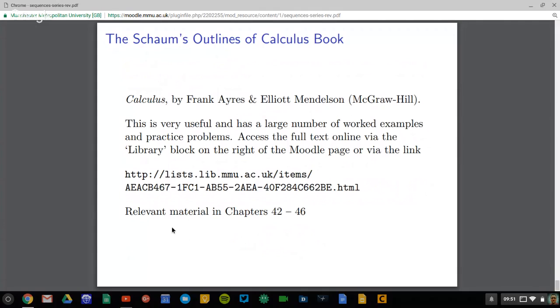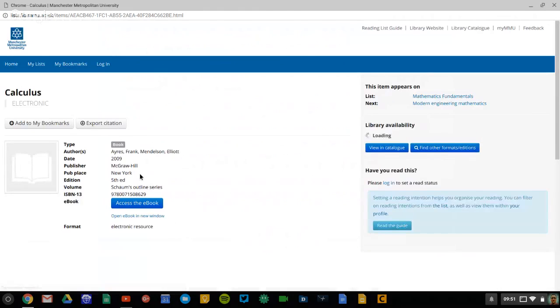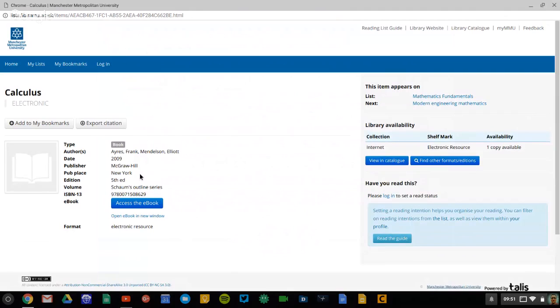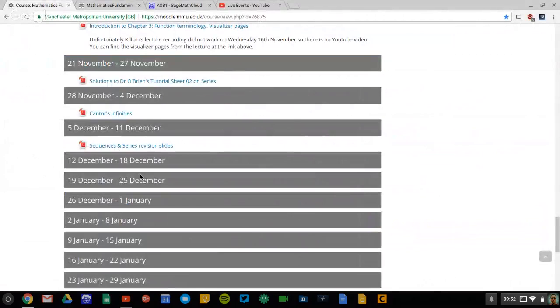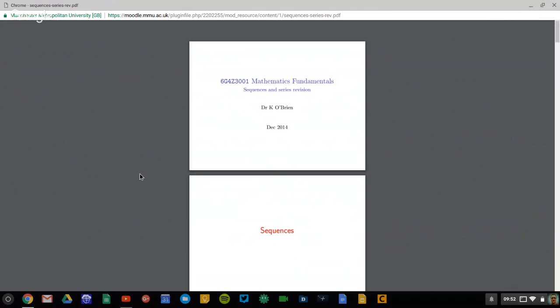For even more ammunition to work with, the Schaum's Outline of Calculus book is very good. This is the link to its entry in the library system. It's accessible as an online ebook. So if you look at these slides on Moodle, click on that link. It'll take you to the entry for the book in the MMU library. And from there, click on the button, access the ebook. You'll eventually get to access it. And if you look in the relevant chapters, you'll find lots of practice exercises on sequences, convergence of sequences and series.